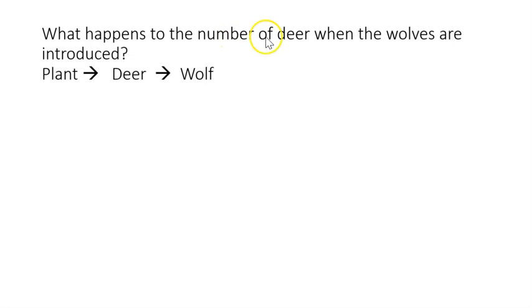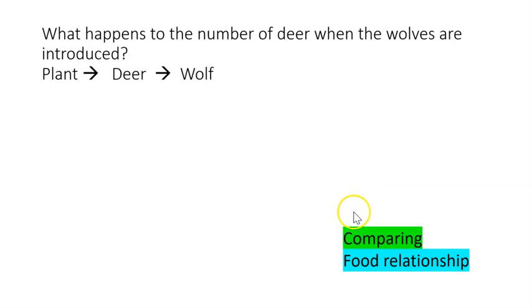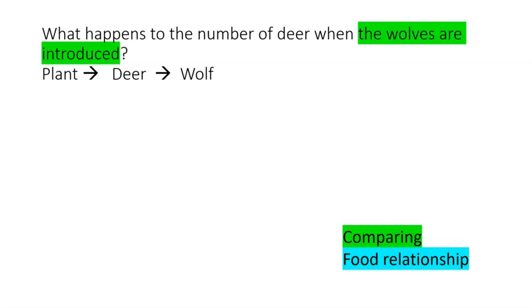What happens to the number of deer when the wolves are introduced? We will use these two criteria to answer this question. Before I can compare, I must know what the changes are as given in the question. In this question, there's only one change. The wolves are introduced. This means that there are more wolves now. I need to find what happens to the number of deer. So, I must find the food relationship between the deer and the wolves.